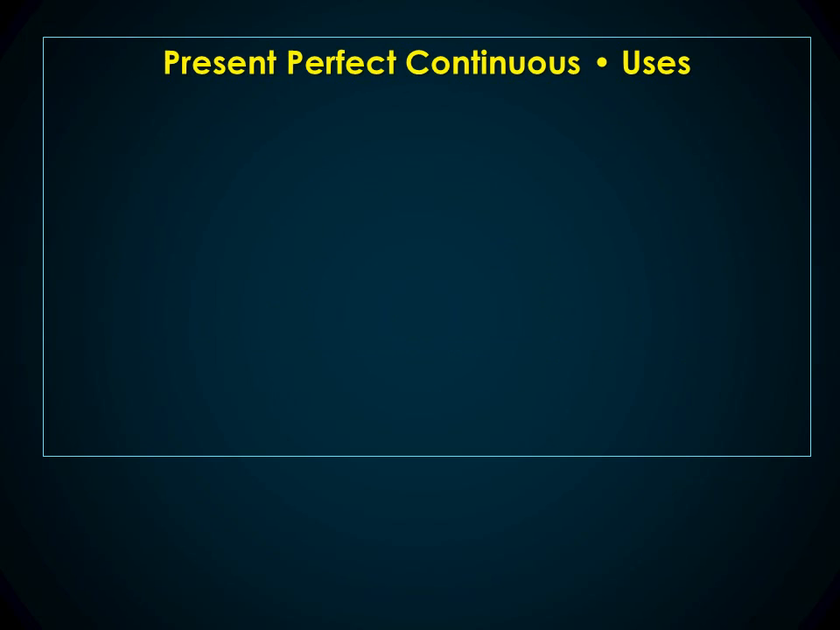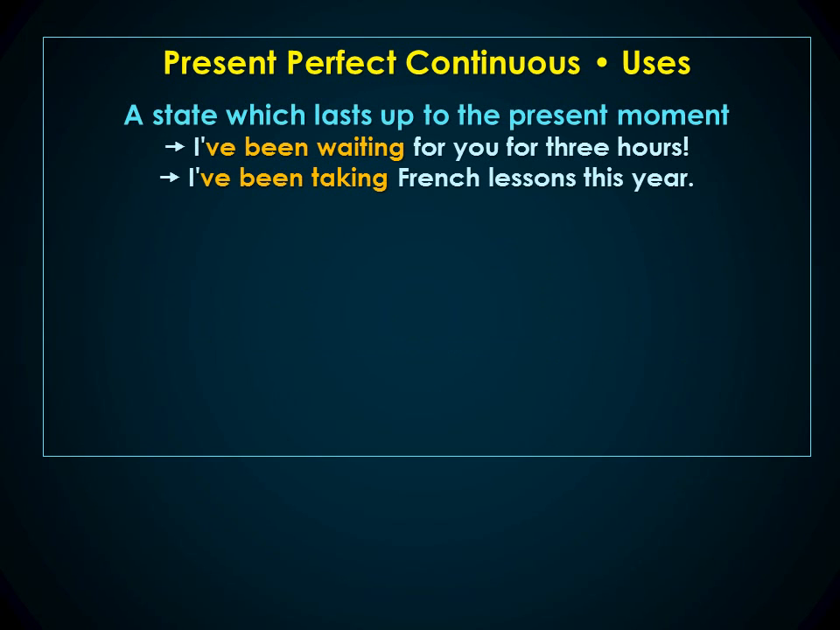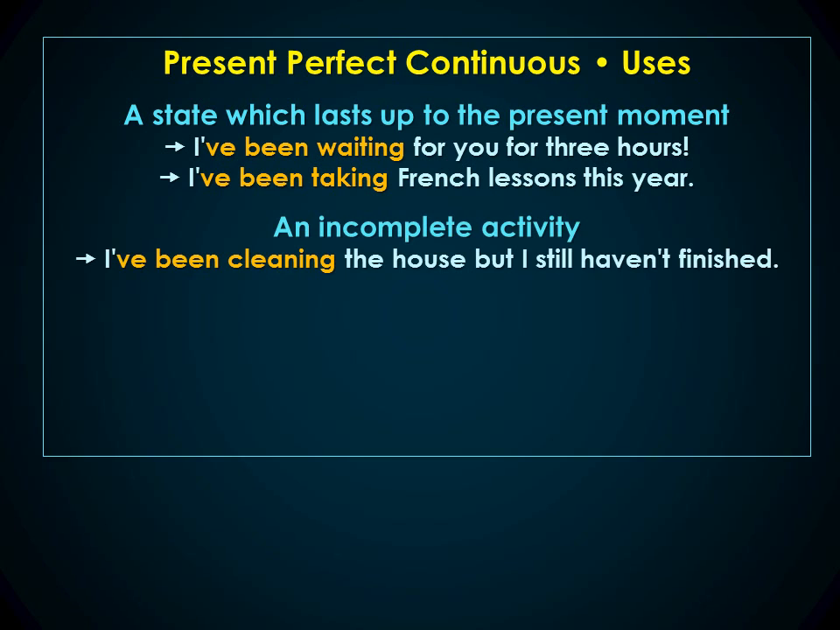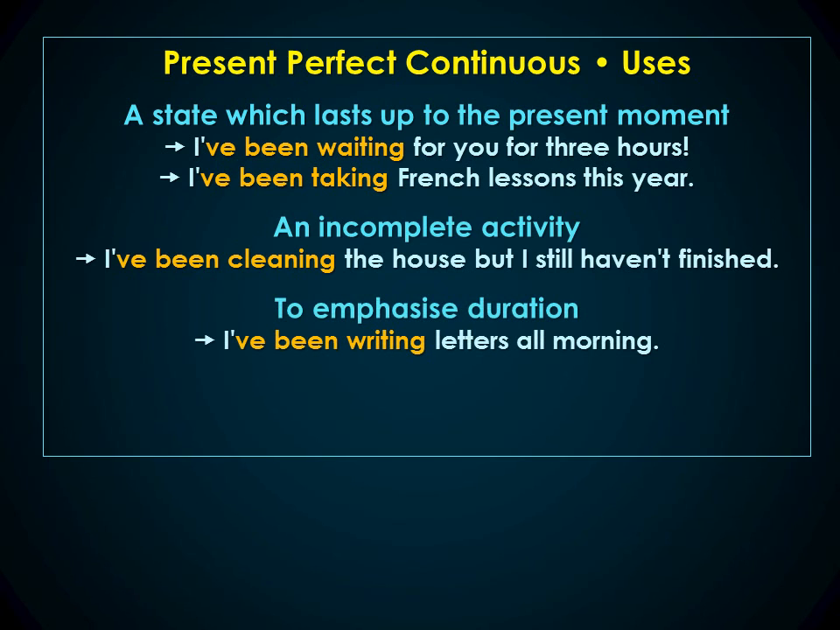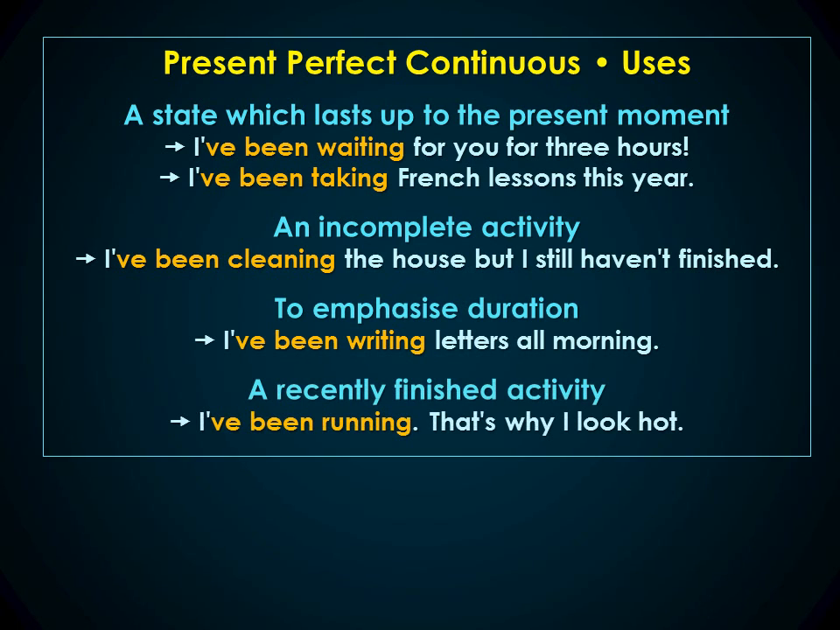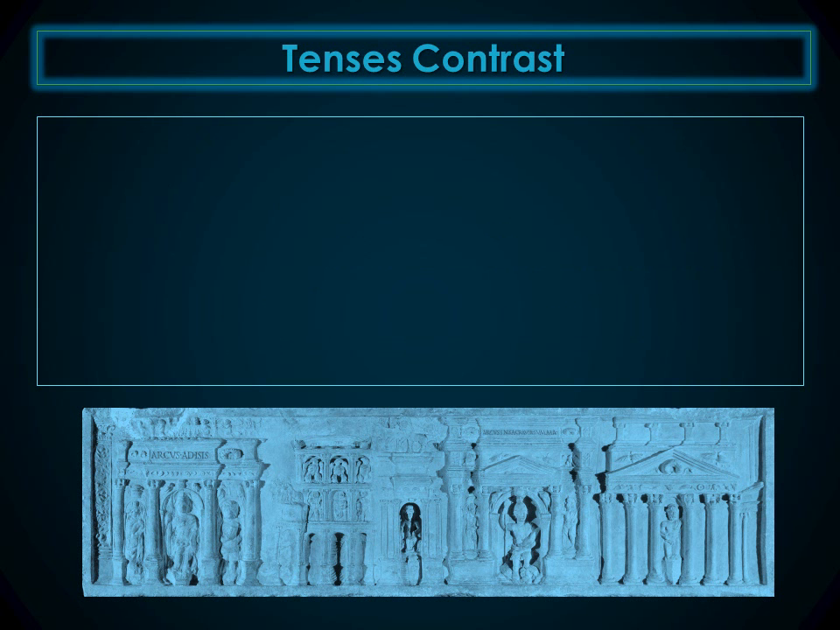Present perfect continuous. A state which lasts up to the present moment: I've been waiting for you for 3 hours. I've been taking French lessons this year. An incomplete activity: I've been cleaning the house, but I still haven't finished. To emphasize duration: I've been writing letters all morning. A recently finished activity: I've been running, that's why I look hot.